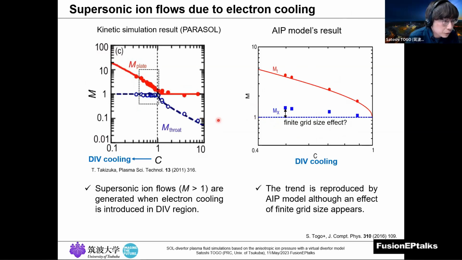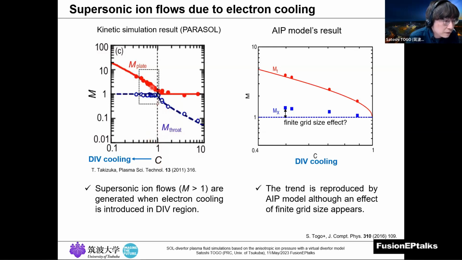In the kinetic simulation, it is also reported that supersonic ion flows are generated when electron cooling is introduced in the divertor region. Here, M plate and M throat represent the Mach number at the sheath edge and the X point, respectively. The parameter C represents the magnitude of electron cooling in the divertor region.